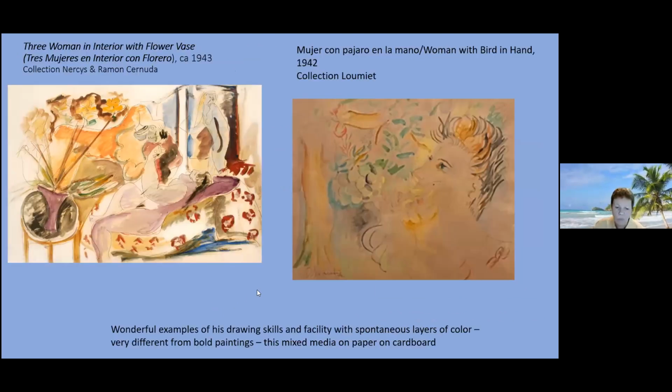The drawings, again, wonderful examples of his drawing skills, the facility with spontaneous layers of color, very different from the bold paintings. These are both from the 1940s. And as I mentioned, when he places the women in the interiors, he's got some aspect of nature with them. The one on the right is woman with bird in hand. The one on the left, three women in an interior with flowers. So even as they get increasingly more abstract and less defined, the presence of the woman and nature is the basis for what he is doing.